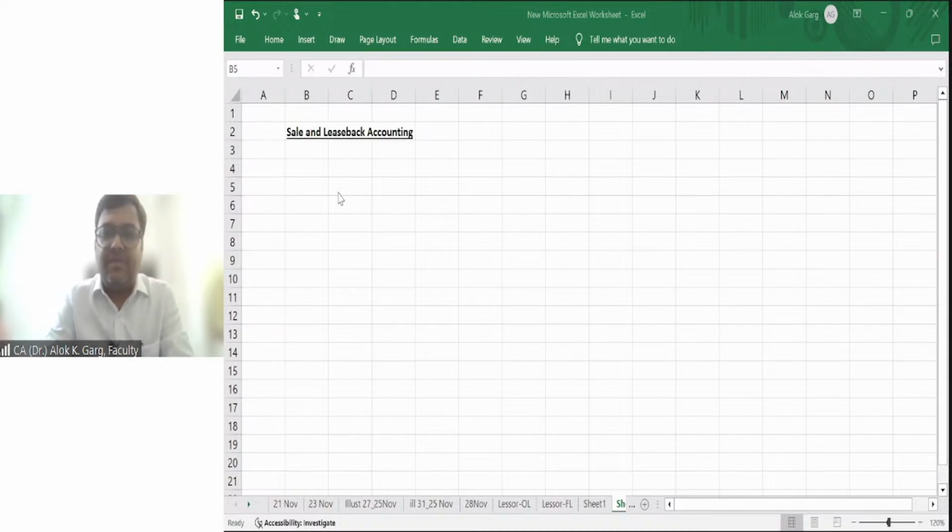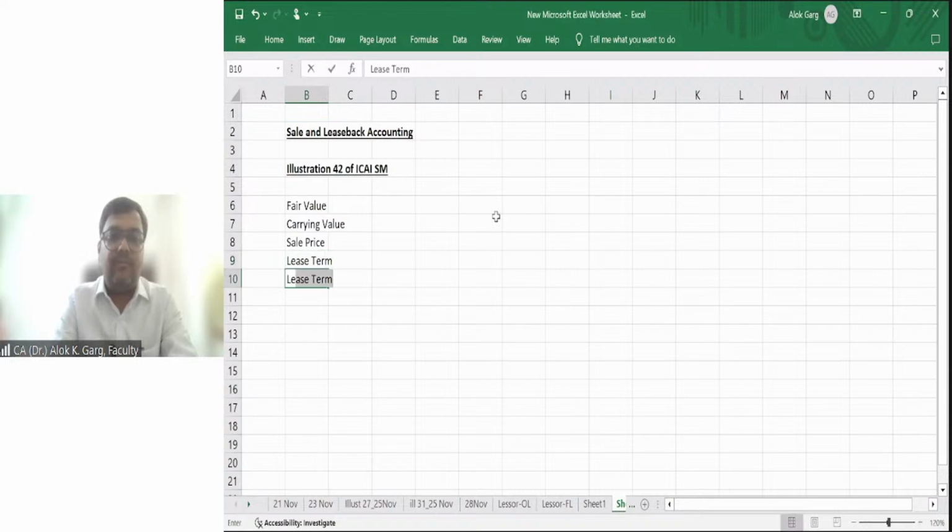We are discussing illustration number 42 of ICAI study material. Some facts are given: fair value, carrying value, sale price, consideration, lease term, lease payment and discount rate. Fair value of the property is given, which is 27 lakh rupees.